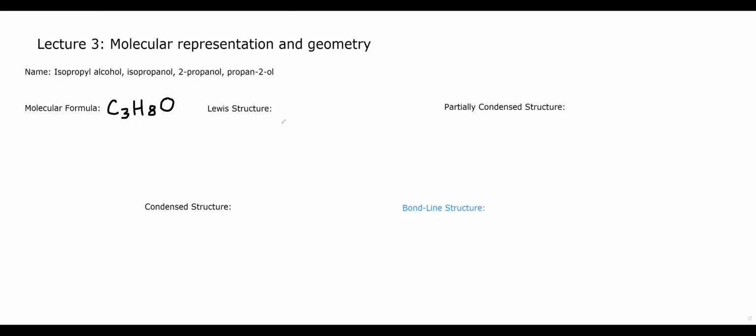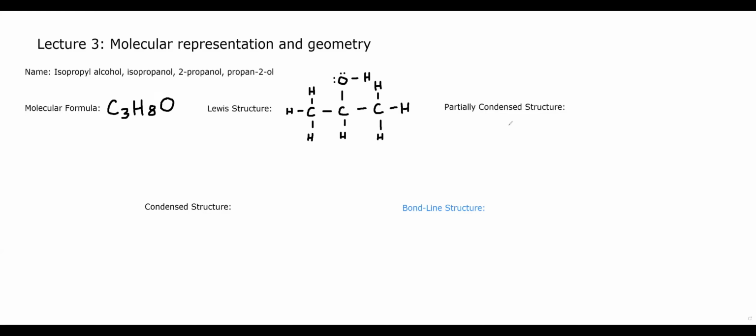And we know how to draw a Lewis structure for this. Isopropyl alcohol would look like this. Okay, it's a 3-carbon chain with an alcohol on the second carbon. So that would be the Lewis structure for isopropyl alcohol.